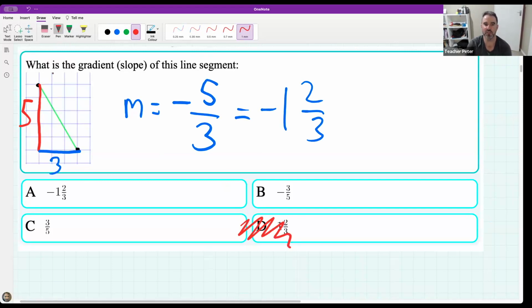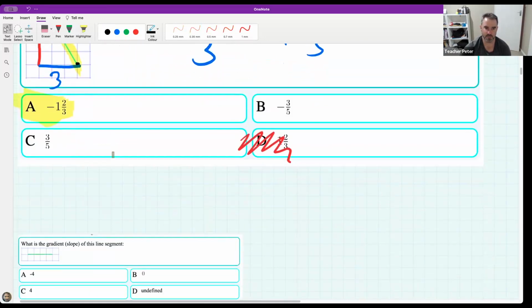Okay, so because the gradient is negative, and we can see it's negative, look at it, it's going down. It's like a downhill gradient. So the correct answer is going to be A. Okay, nice, Silikani, Simtanda, Amelia, that's great.